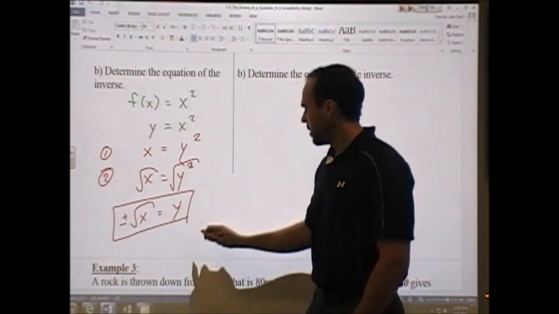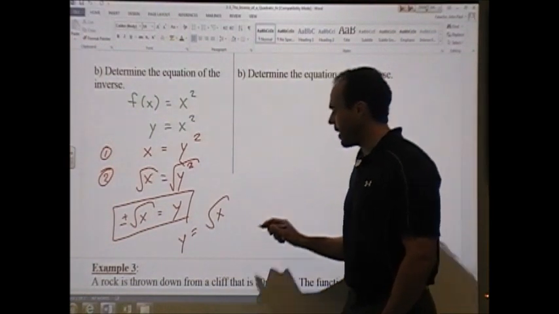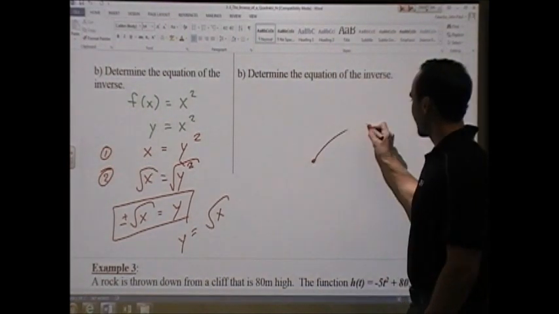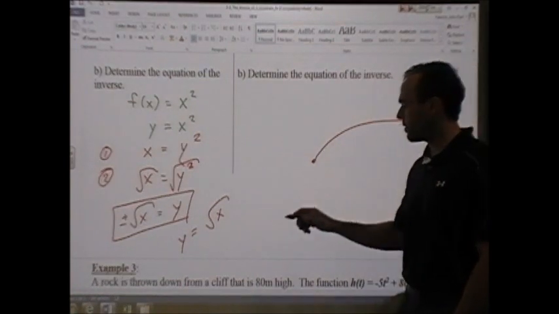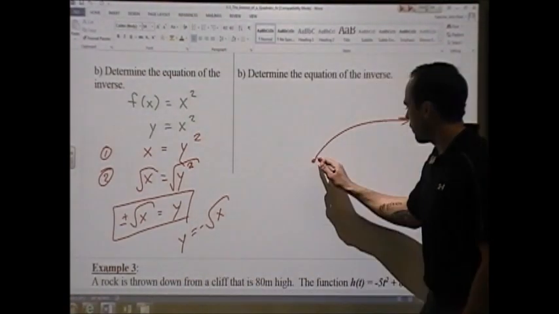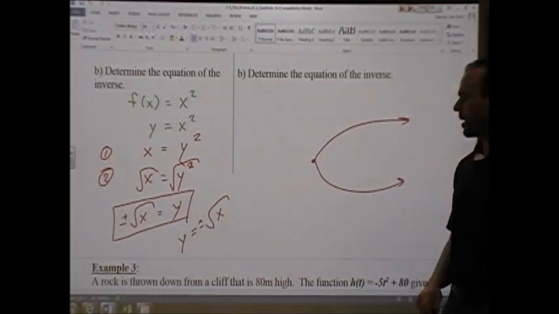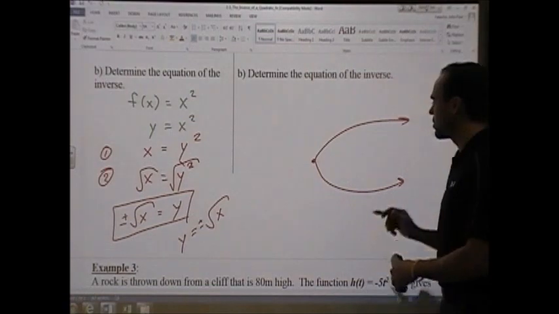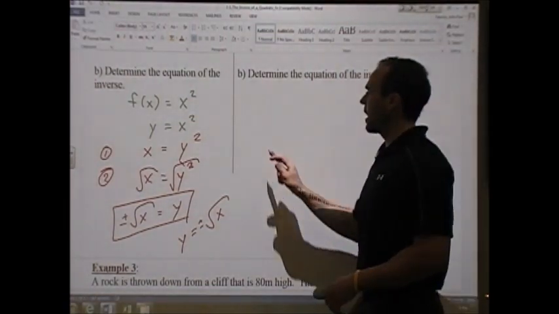Now this should make a little sense to you, because you know what y equals square root of x looks like. It looks something like this: half of a parabola opening sideways, the positive stuff. The negative stuff will be this part here. So this is y equals plus or minus the square root of x. We discussed this before, and of course you can come up with the domain and range of that if it asks for it.